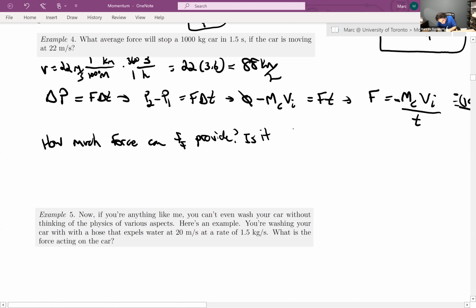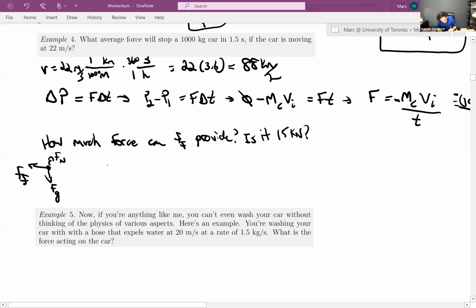Is it even 15 kilonewtons? I hope it is, for the safety of everyone around you when you're driving the car. We know the free body diagram of a car is going to be the force of friction slowing it down, and there's gravity, obviously, and the normal force.